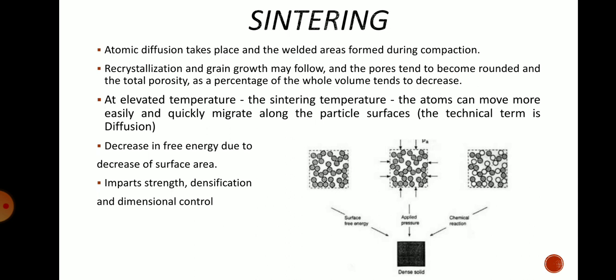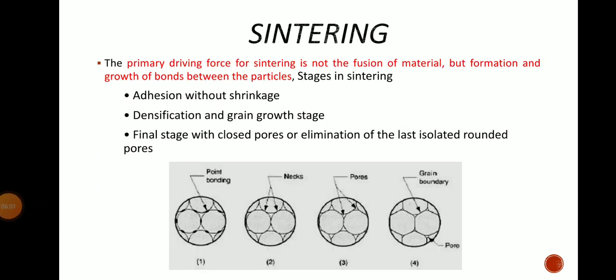Sintering imparts strength, densification and dimensional control also. That's why sintering is very important in powder metallurgy. It gives strength, high density, that is called densification, and dimensional control to the component. The primary driving force for sintering is not the fusion of the material, but the formation and growth of the bonds between the particles. Growth of the bonds between the particles happens in sintering.